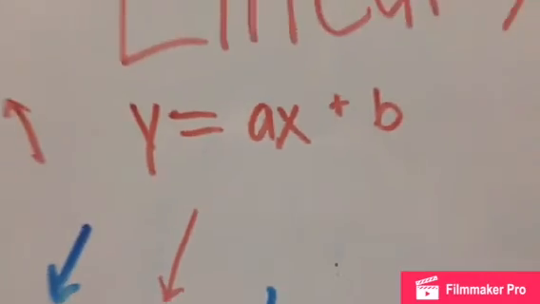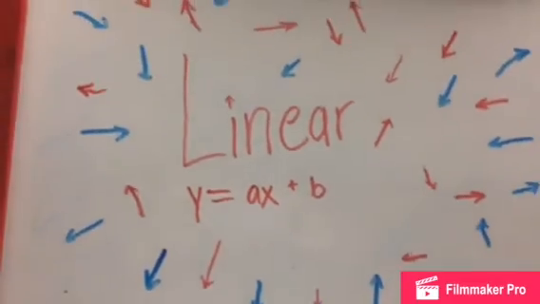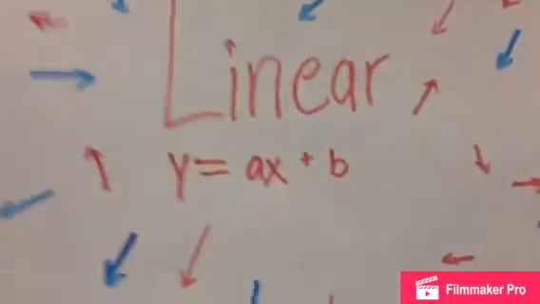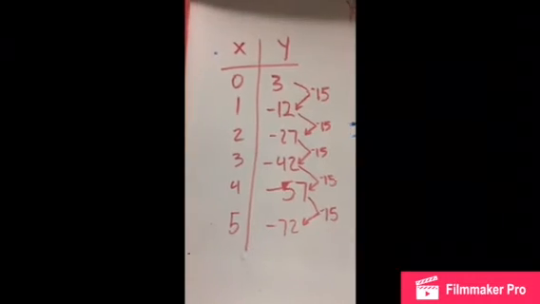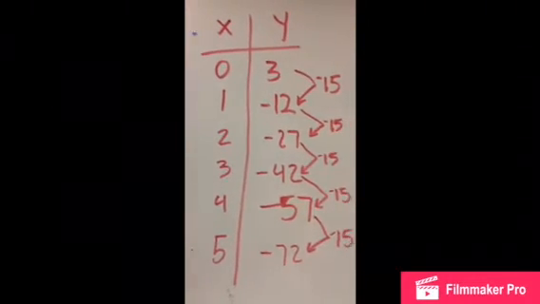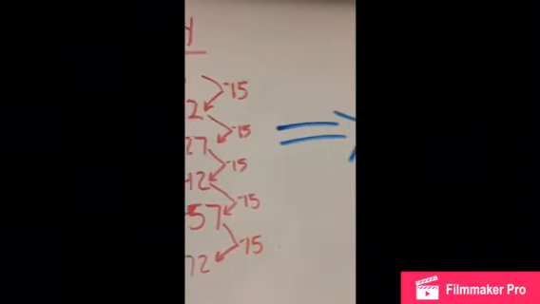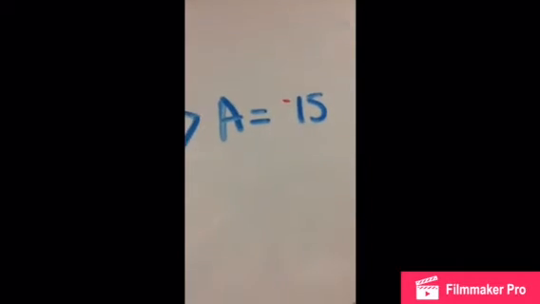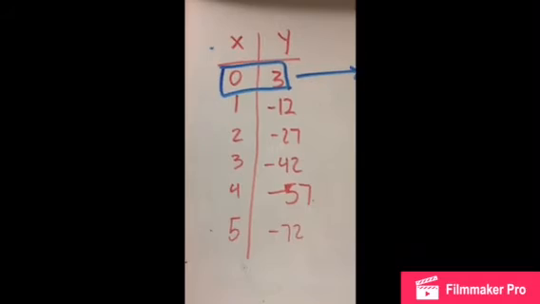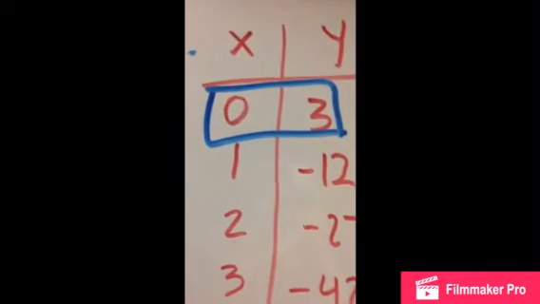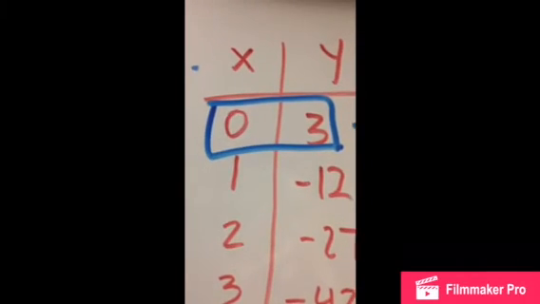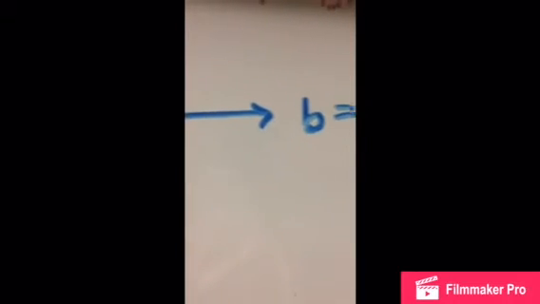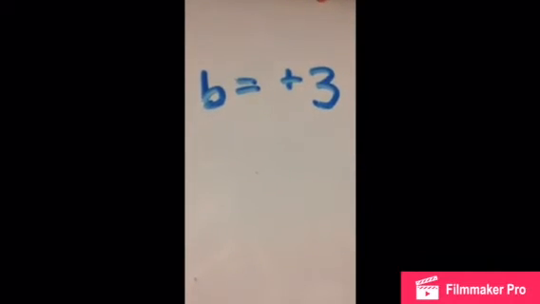Lastly is linear. Linear is by far the most simple equation. The equation for linear is y is equal to ax plus b. To find my a value, all I do is find the differences between my y values. I get negative 15. This means a is equal to negative 15. To find my b value, I just find the y-intercept, which is what y equals when x equals 0. For this table, y equals 3. This means b equals positive 3.